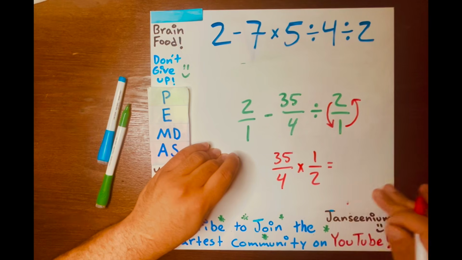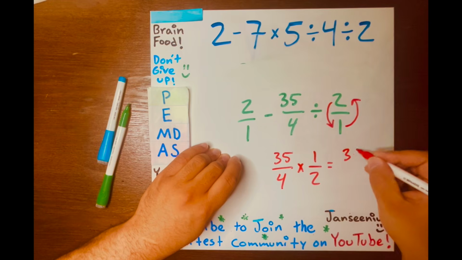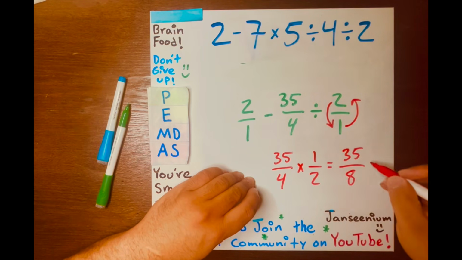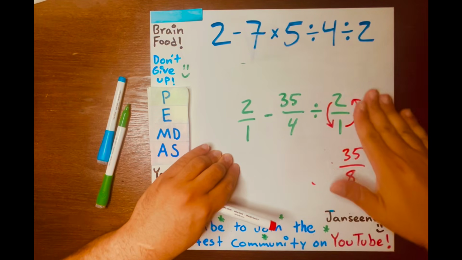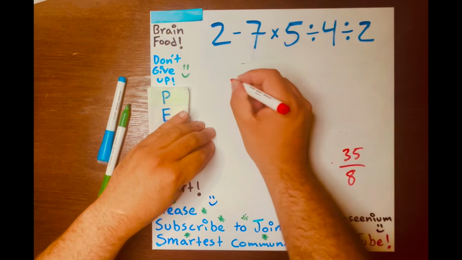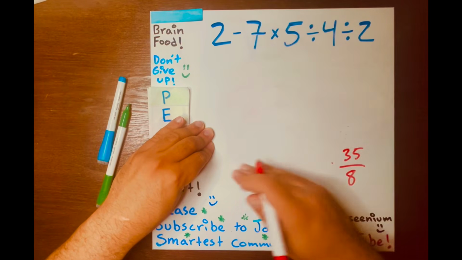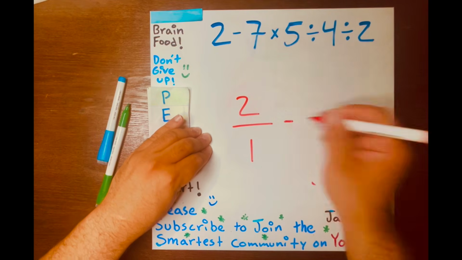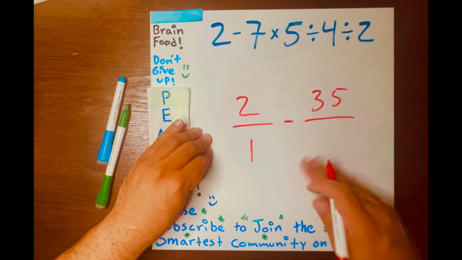Next, I multiply across. So 35 times 1 is 35 over 4 times 2 is 8. And 35 over 8 cannot be broken down further. Next, I'll erase this part and write the 2 over 1 larger, and I'll write a little bit lower for space. 2 over 1 minus 35 over 8.